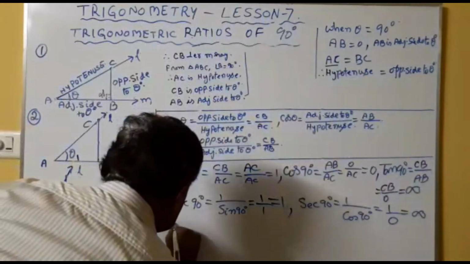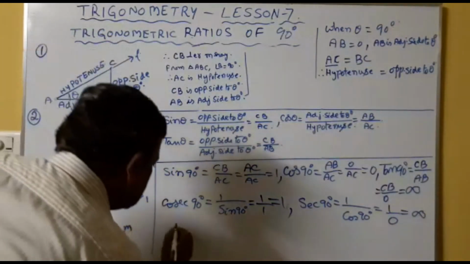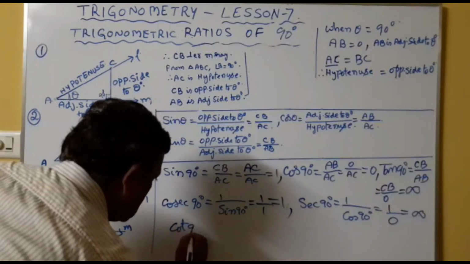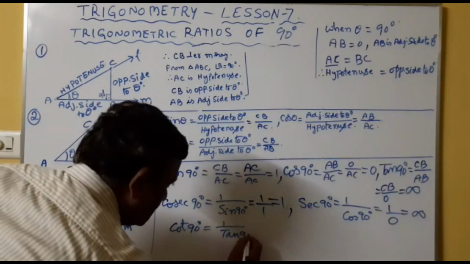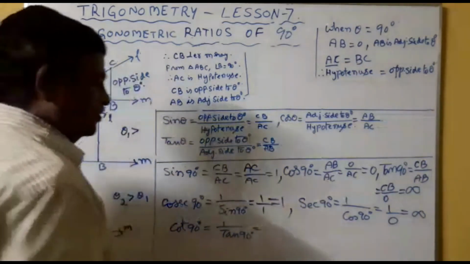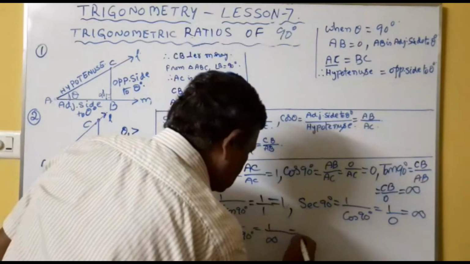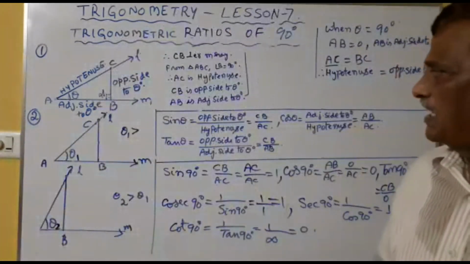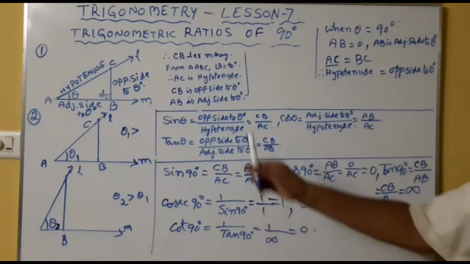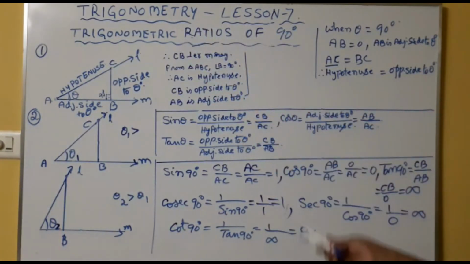Cot 90 degrees is the reciprocal of tan 90, that equal to 1 by tan 90, that means 1 by infinity, that equal to 0. So thus we can derive the values of trigonometrical ratios of 90 degrees.